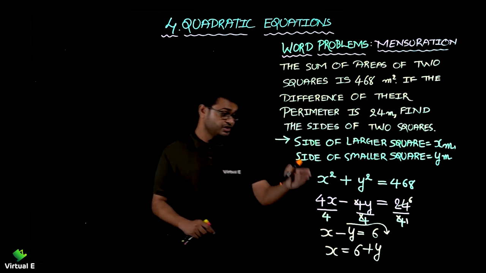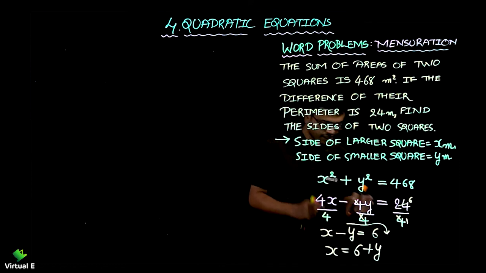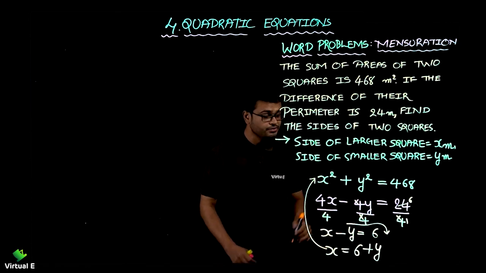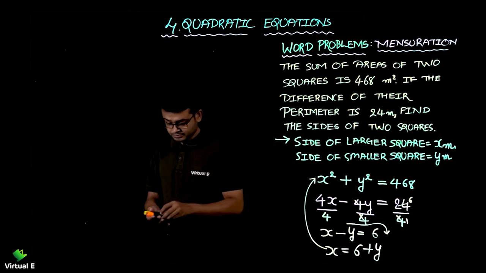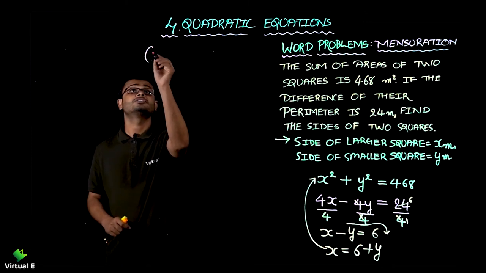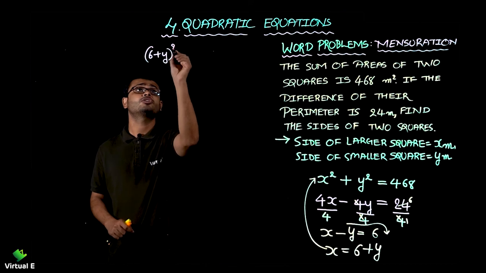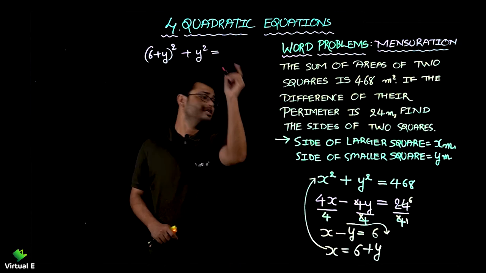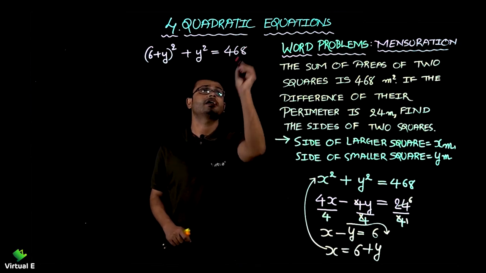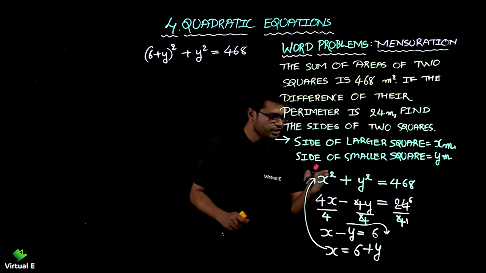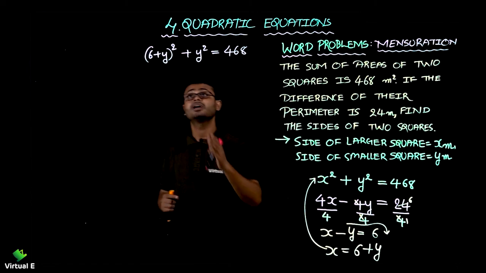So x square plus y square is equal to 468. Another value I have of x is x equals 6 plus y. So I am going to substitute this value into the first equation. Instead of x square, I will be writing 6 plus y, don't forget to mention the square, plus y square is equal to 468. Now you can see there is only one variable in the equation. Before this we had two variables, x and y.